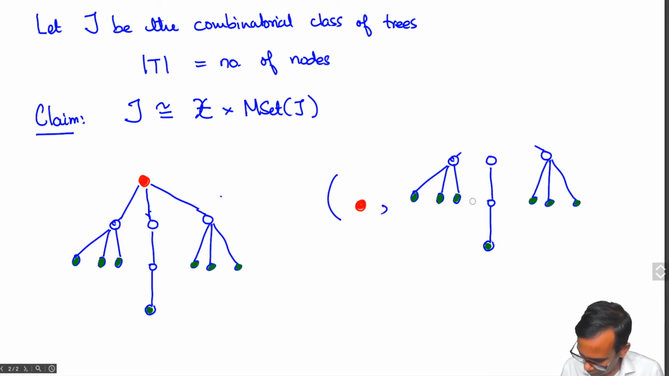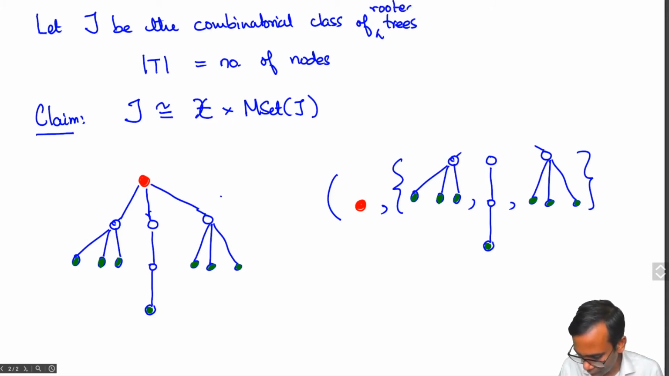So this is indeed a multi-set, because these two are really the same tree. It's a tree with a root, I should say here rooted trees, with a single root and 3 children, which are leaves. So this is a multi-set of trees. So anyway, it's easy to write down formally what this bijection is.